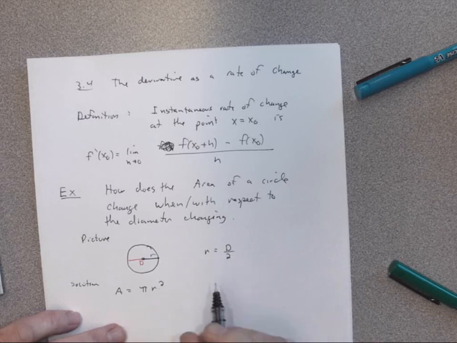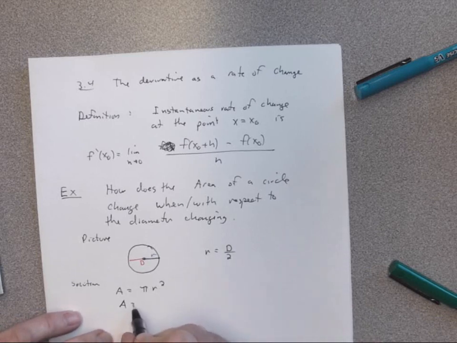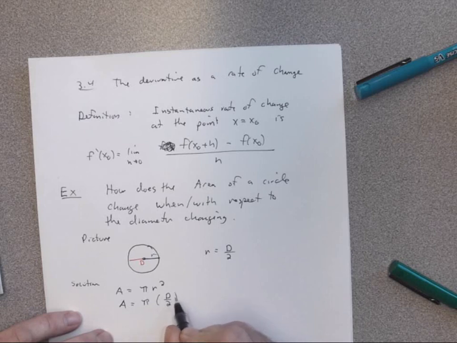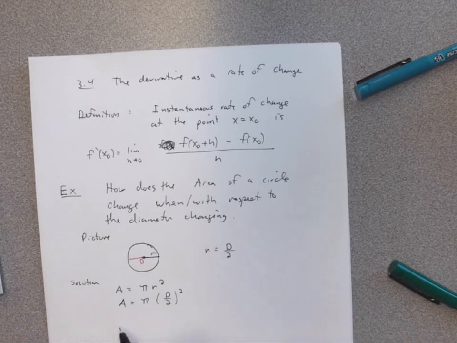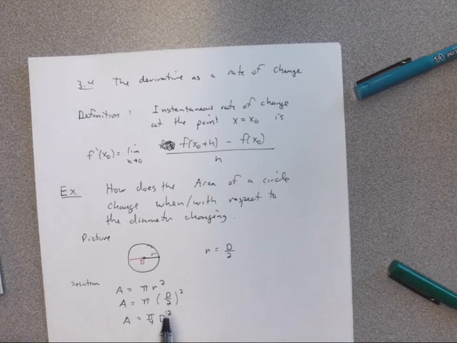So what I'm going to do is plug that in here. So that means the area is equal to pi times d over 2 squared. So what they give us in the book is the formula that this is going to be equal to pi over 4 d squared. The reason is 2 squared is 4 and d squared is d squared. So that's what they're getting. So pi over 4 times d squared.